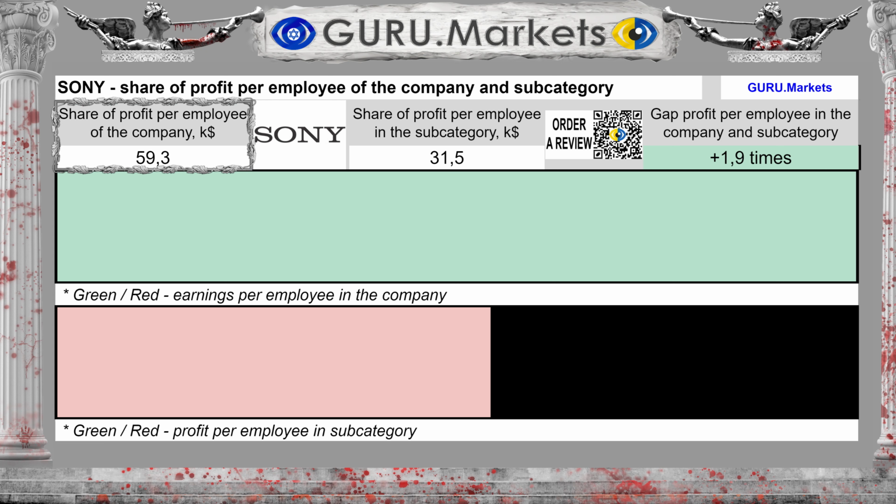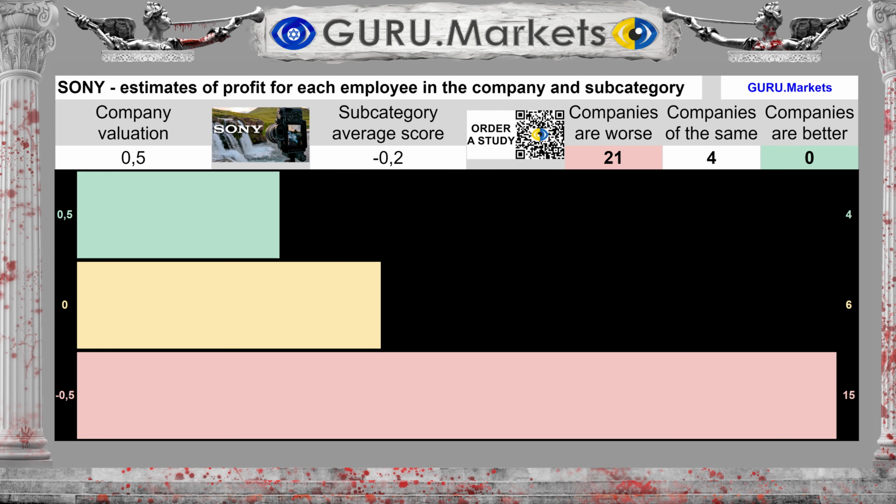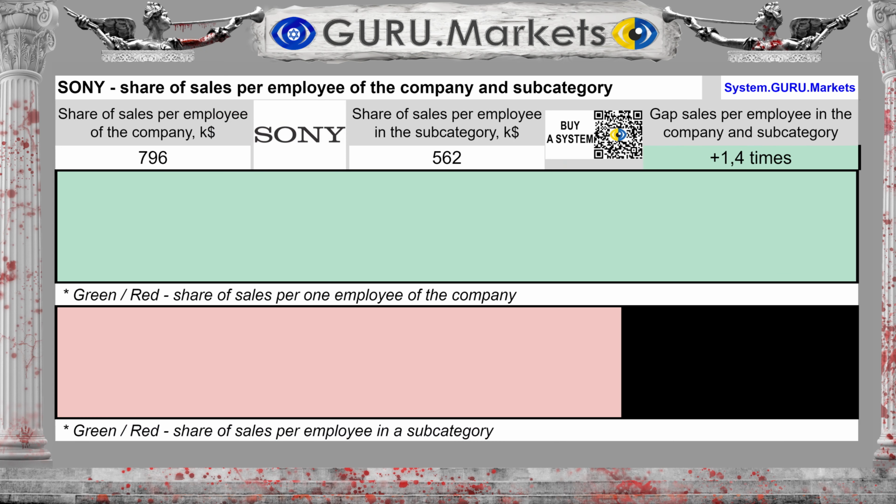The amount of profit per company employee is $59,300. Average in the subcategory, $31,500. The difference between the subcategory average and the company's performance is 88%. Estimation of profit per employee in comparison with the indicators of companies in the subcategory: Good, 0.5 points.